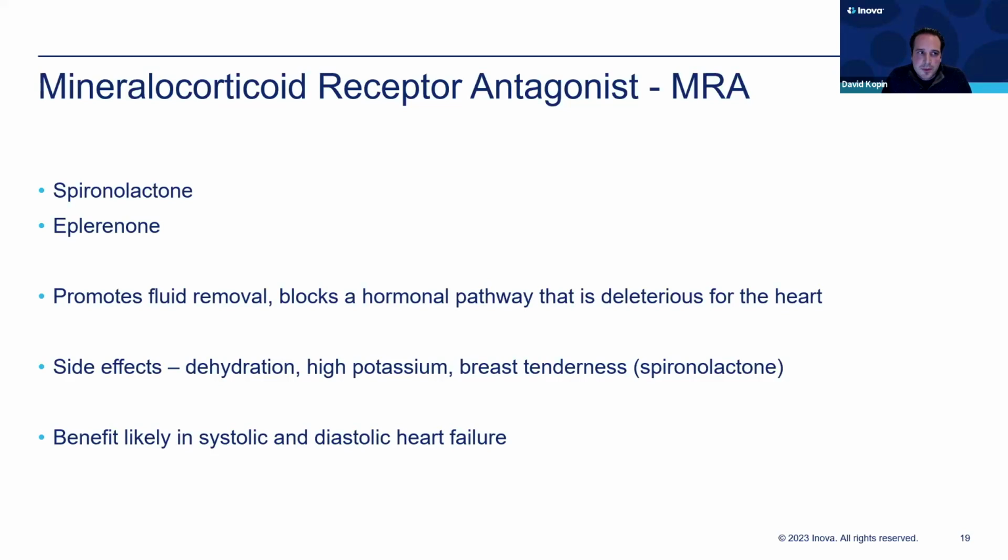Next, we have the mineralocorticoid receptor antagonists, or MRA. The 2 most commonly used ones on the market are spironolactone and eplerenone. These work by promoting fluid removal and block a hormonal pathway similar to the other medication we just spoke about that's deleterious for the heart. Side effects include dehydration, high potassium, and for spironolactone, one side effect in particular is called gynecomastia, which is breast tenderness. This will typically resolve with termination of the medication, and in this situation, we can very easily switch from spironolactone to eplerenone. Now, these medications also are likely beneficial in systolic and diastolic heart failure.